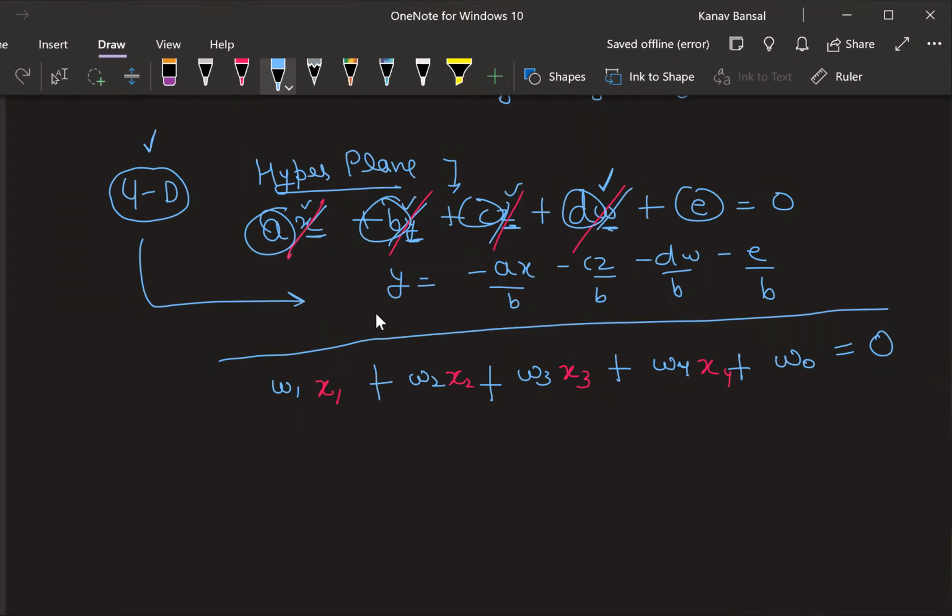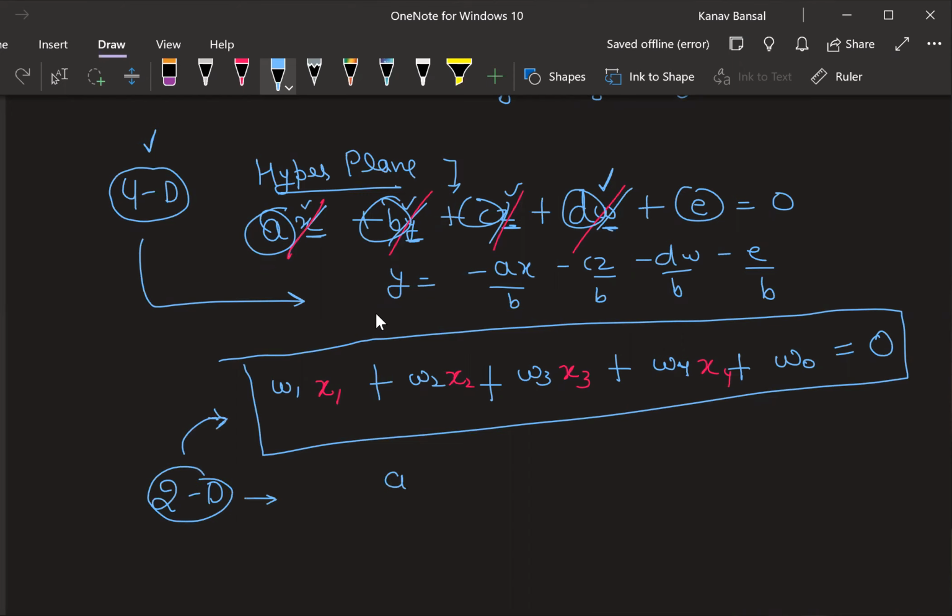Now, can anyone tell me something similar to this? What is the equation of a two-dimensional line in this format? We were having ax plus by plus cz, right? Ax plus by plus c, not cz, plus c equal to 0. How do I write the equation in this format? First of all, how do I replace x and y? I replace them with x1 and x2, right? How do I replace a, b, and c? I replace them with w1, w2, and then w0.